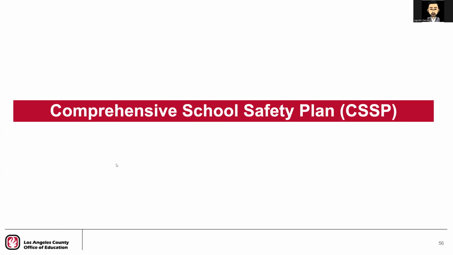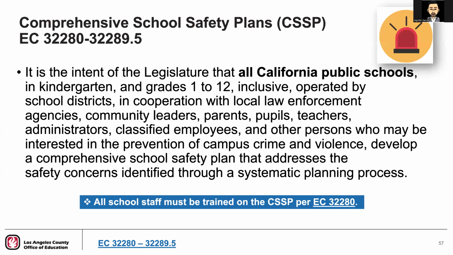The Comprehensive School Safety Plan. This section highlights the California Ed Code requirement for every kindergarten through 12th grade school, public and public charter, including community and court schools, to develop and maintain a comprehensive school safety plan designed to address campus risks, prepare for emergencies, and create a safe, secure learning environment for students and school personnel.